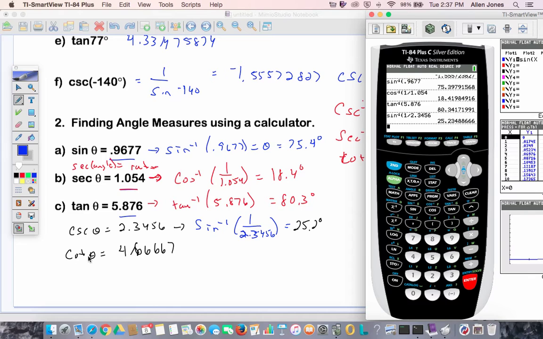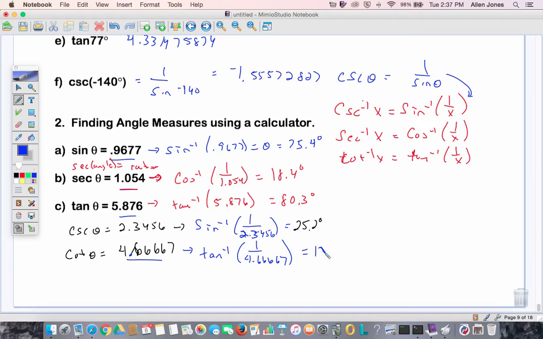Okay, so I made up one more. We'll go through it and should wrap up our section here. Cotangent of a ratio, that's 4.6667. We use our inverse tangent to convert that over, and it's 1 divided by the 4.66667. So we'll type that in, inverse tangent of 1 divided by 4.66667. And we get an angle of about 12.1 degrees.